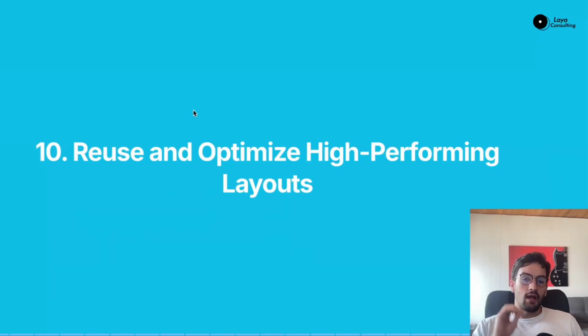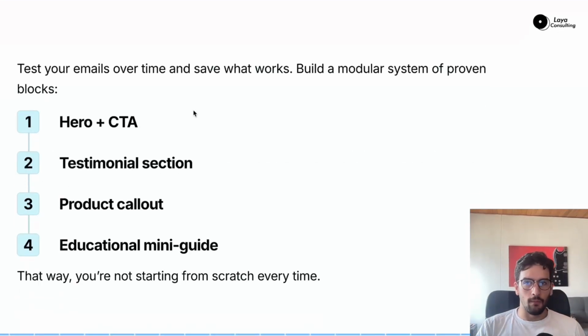Finally, reuse and optimize high performing layouts. So test your emails over time and save what works. Build a modular system of proven blocks. So for example, if you see that a specific layout works every single time, then you can utilize that specific module or layout for future emails or flow emails.